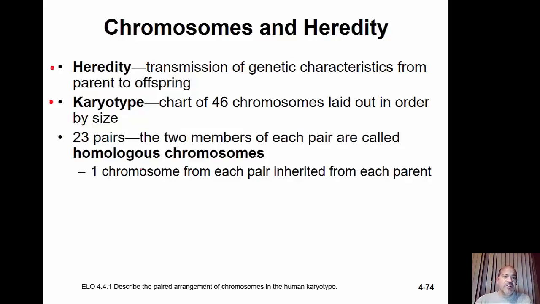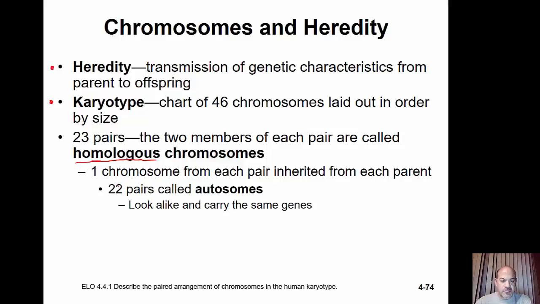The 46 chromosomes occur in 23 pairs. Each member of a pair is referred to as homologous chromosomes. Homo means the same. And you get one complete set from each parent. 22 of those pairs are called autosomes, and they look alike. Each pair looks alike, and each pair carries the same genes.